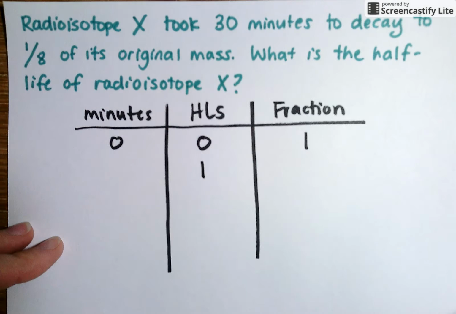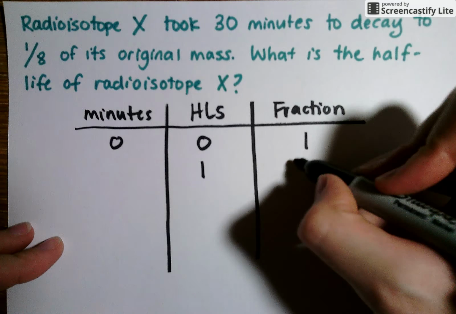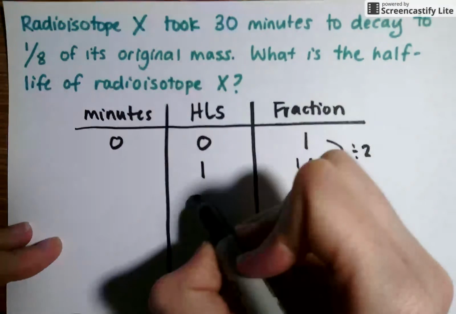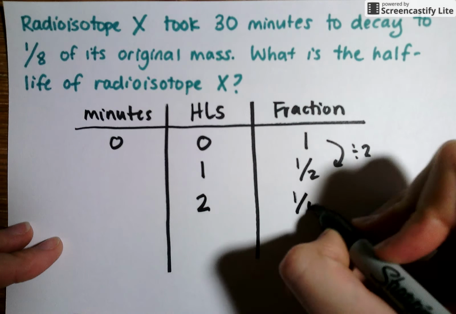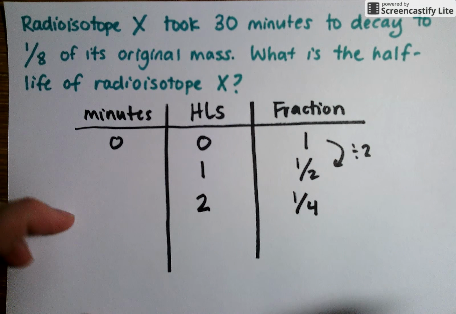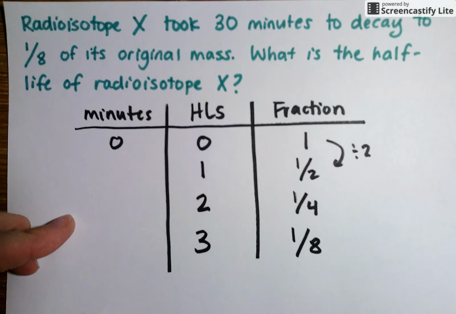So if we add on 1 half-life, I know I cut my amount of mass in half. So dividing by 2 gives me 1/2. 2 half-lives go by, I'm going to divide by 2 again and get 1/4. I'm not quite there. I need to get all the way down to 1/8. So after 3 half-lives, I'm going to divide by 2 once more, and that will get me to my 1/8 fraction that I'm looking for.